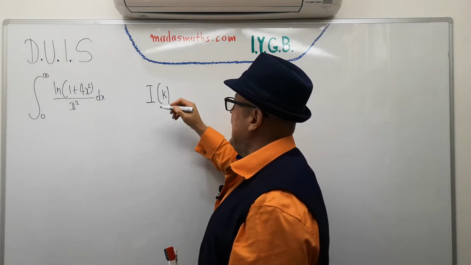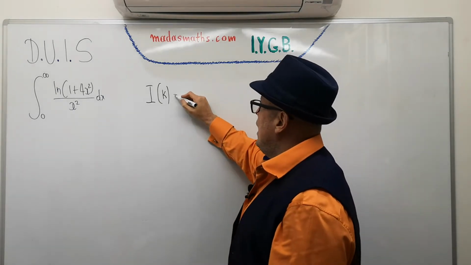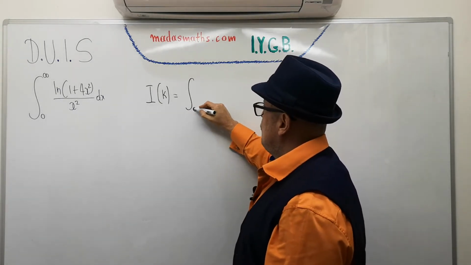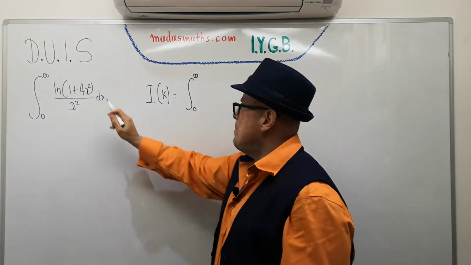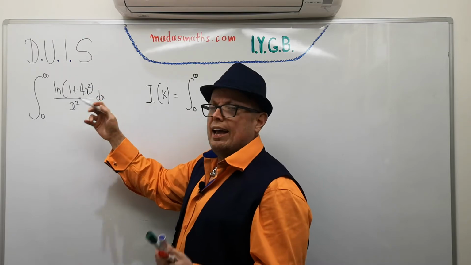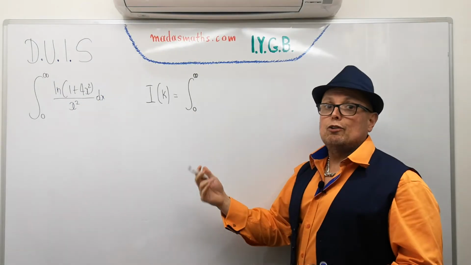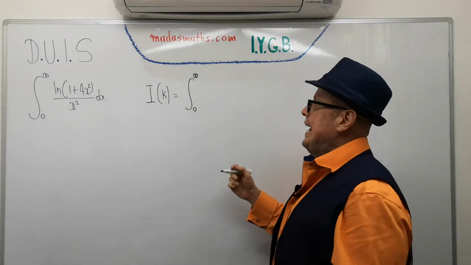I'm going to call it k. You can use t. Sometimes I use alpha as well. So I of k is the integral from 0 to infinity, and my parameter will be this 4 here. I'm going to replace the 4 with the parameter k. So when I want to find my integral, of course, I will set k equal to 4.